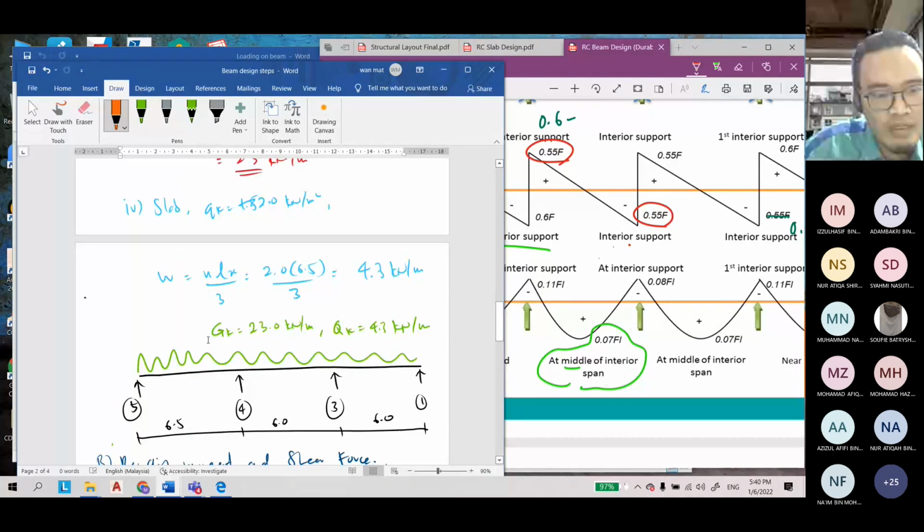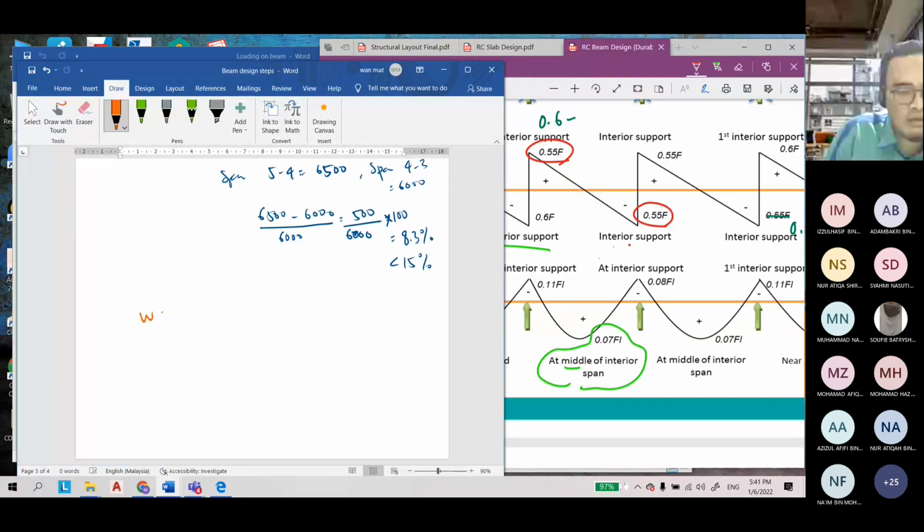Our W is equal to 1.35 GK plus 1.5 QK. This is the ultimate limit state. If it is the serviceability limit state, the factor is 1.0 GK plus 1.0 QK. You must remember these two. Since we are dealing with ultimate limit state, 1.35 times 23 plus 1.5 times 4.3.